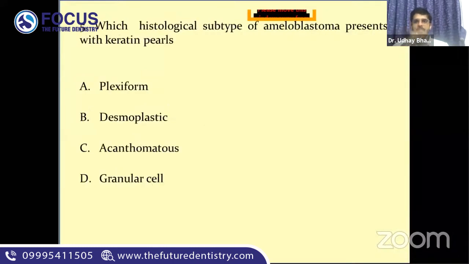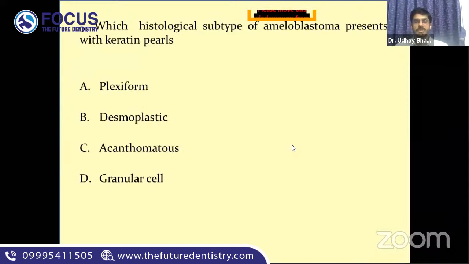Which histological subtype presents with keratin pearls? Very, very important. Acanthomatous. This can also be asked as which histological subtype presents with squamous metaplasia. Even then, the answer is acanthomatous. They can ask you which histological subtype of ameloblastoma presents with a hyalinized connective tissue.